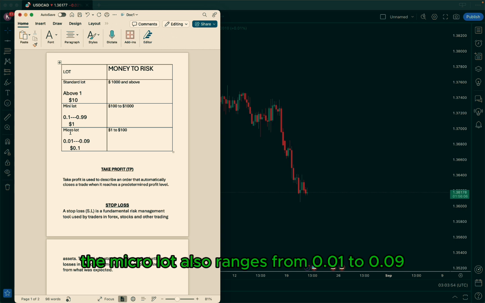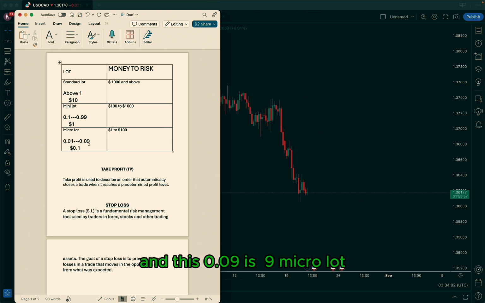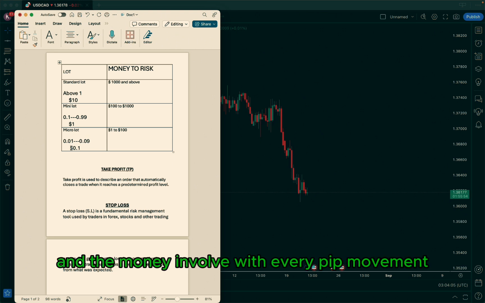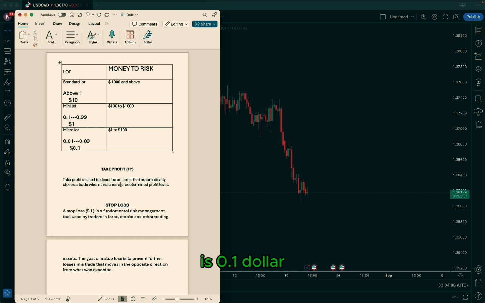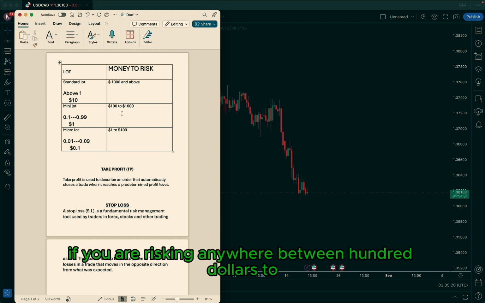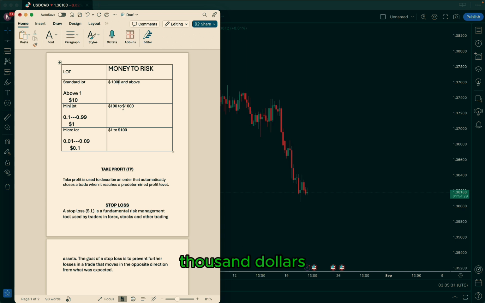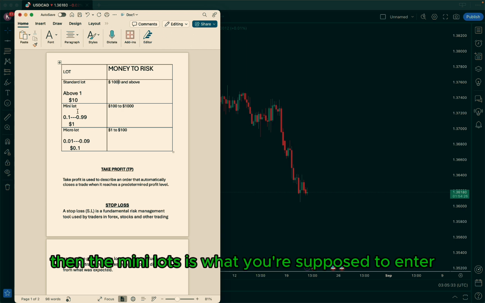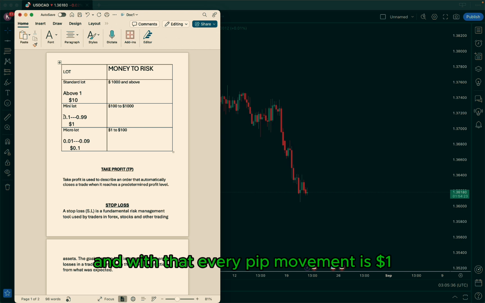The micro lot also ranges from 0.01 to 0.09. So this 0.01 is our 1 micro lot, and this 0.09 is our 9 micro lots. And the money involved with every pip movement is $0.1. If you are risking anywhere between $100 to $1,000, then the mini lot is what you're supposed to enter, where every pip movement is $1. Risking anywhere between $1 to $100, then the micro lot is what to be considered.